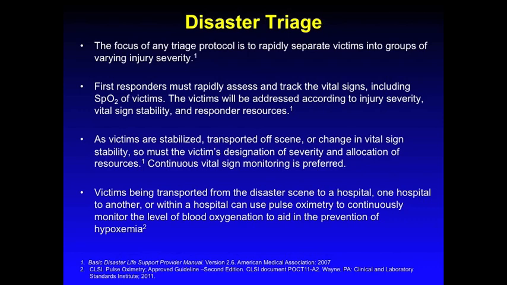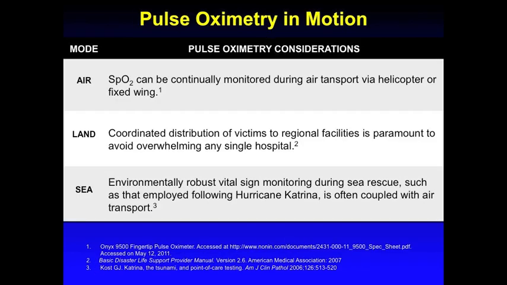Victims being transported from the disaster scene to a hospital, from one hospital to another, or within one hospital, can use pulse oximetry to continuously monitor the level of blood oxygenation to aid in the prevention of hypoxemia. During victim transport, the mode of transportation will depend on the resources available and the medical needs of the victim. Air transport should be reserved for the most critically injured victims, but special considerations should be addressed before moving a disaster victim by air. For this reason, SpO2 should be continually monitored during air transport. The Non-Invasive 2 is military airworthiness certified to function at 40,000 feet in an unpressurized cabin.